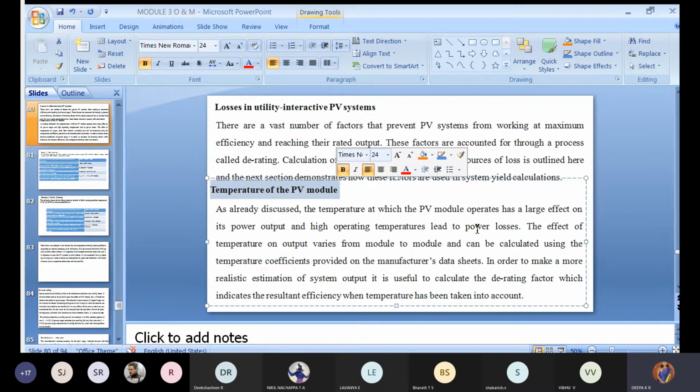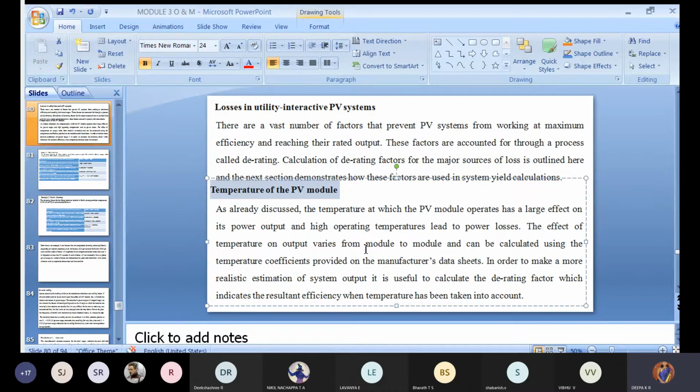That is a common loss we used to represent. And the effect of temperature on output varies from module to module because, in cell manufacturing, there is a small variation. If you assume that I'm getting all 10 modules from the same company, still there is a small variation. Maybe your panel capacity or panel size can vary, so you cannot say, for one module, what the output is.